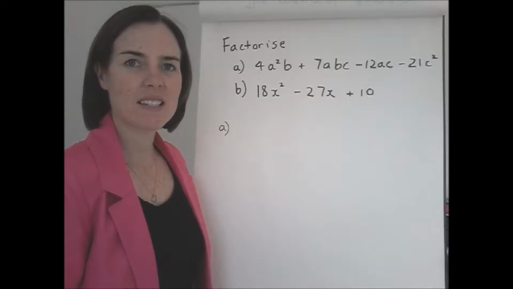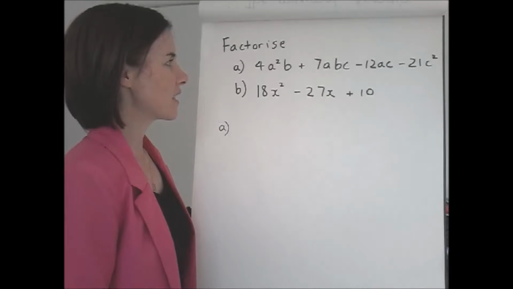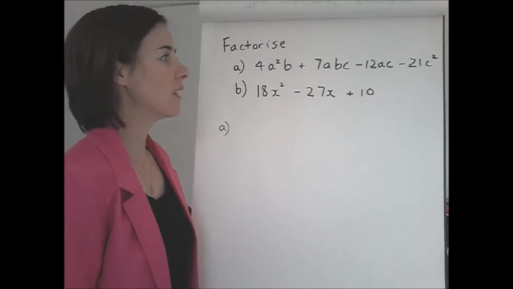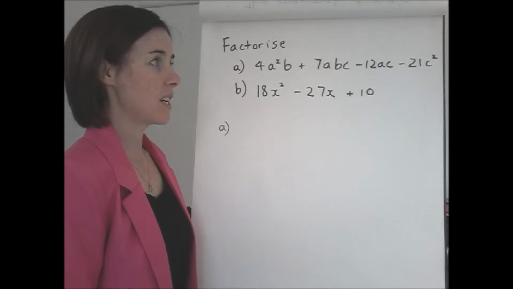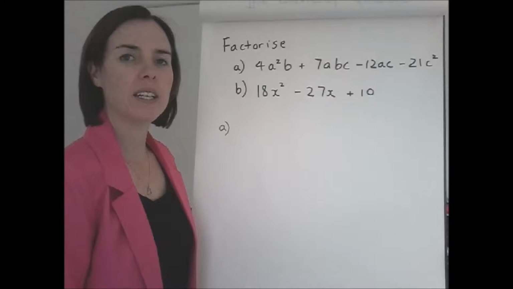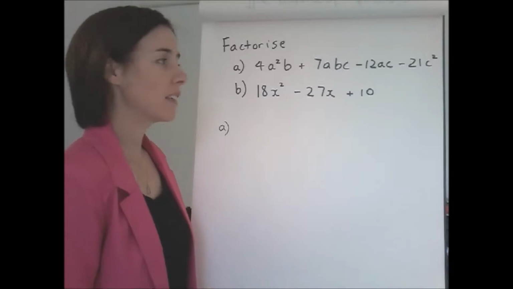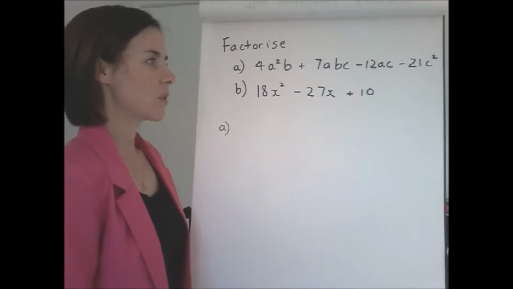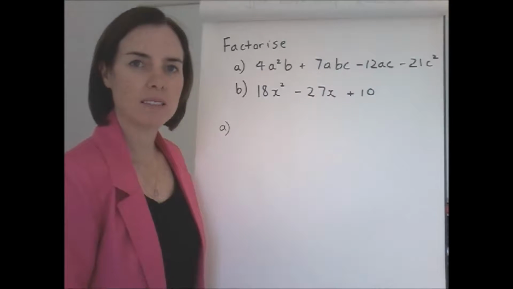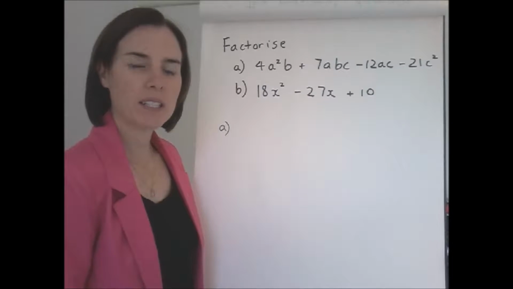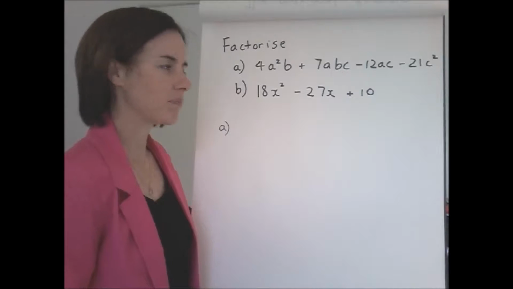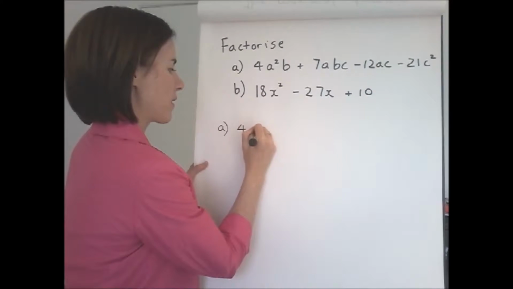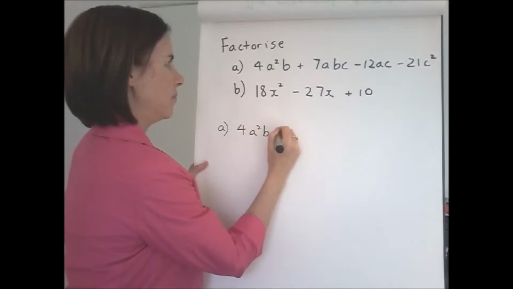Today's question says factorise, firstly 4a squared b plus 7abc, take 12ac, take 21c squared. And secondly, factorise 18x squared, take 27x plus 10. So a bit of practice at our factorising skills. Okay, the first one has 4 terms, so I'll write it out again.